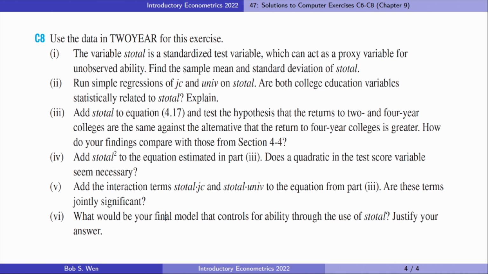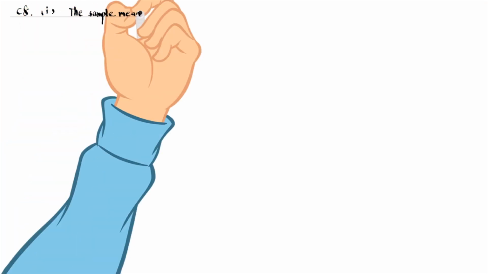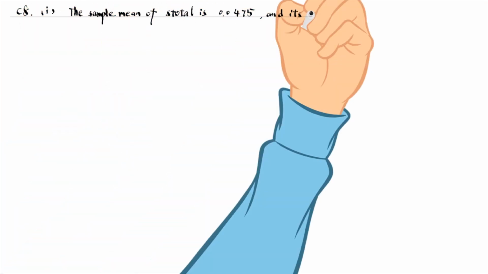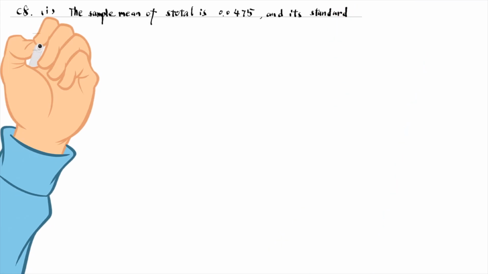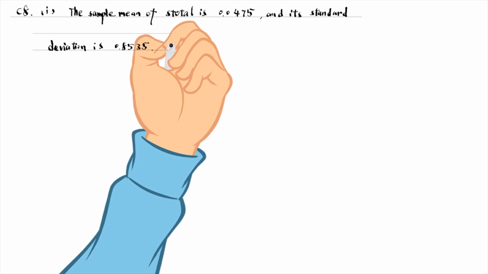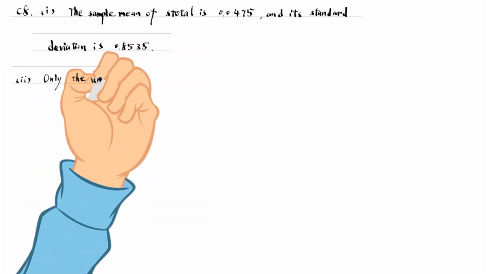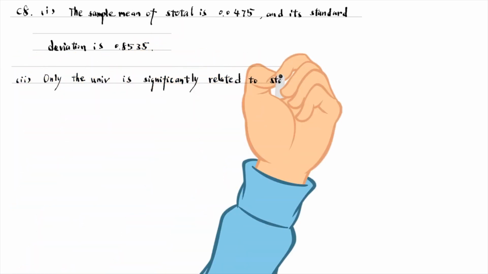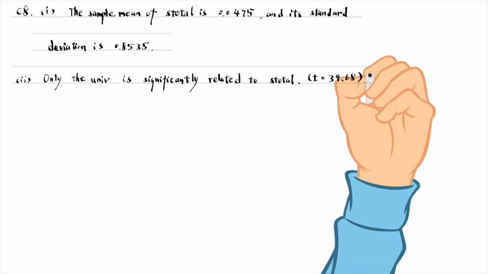Let's do computer exercise 8. The sample mean of the total standardized test scores is 0.0475 and its standard deviation is 0.8535. We estimate the simple regressions in part 2. Only the years at a 4-year college is positively and significantly related to the test score.